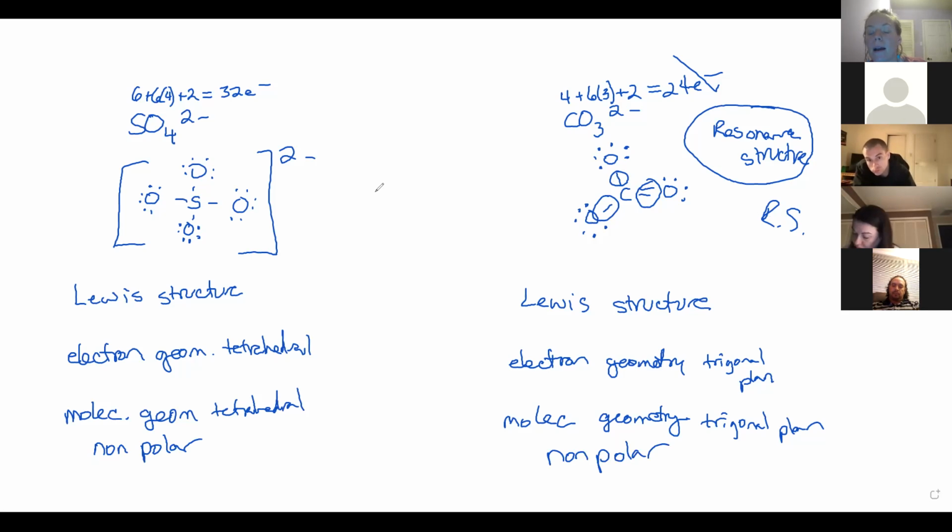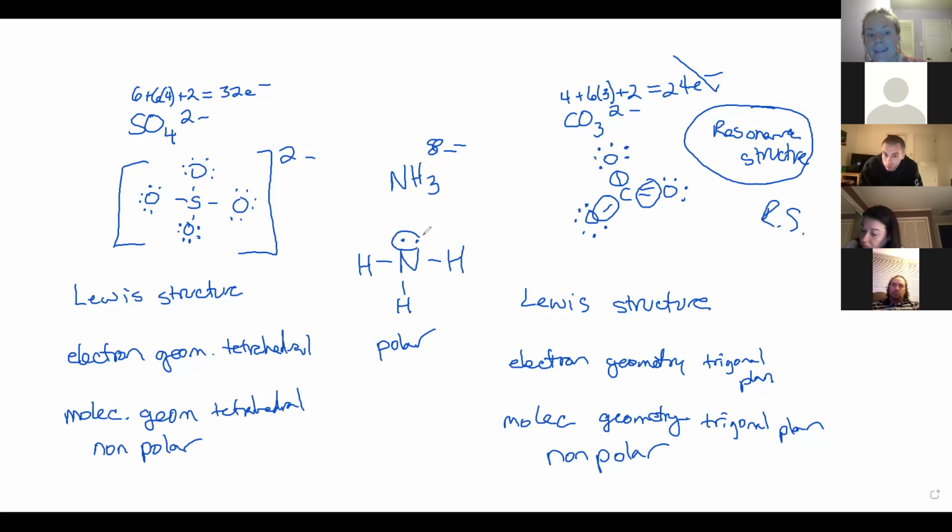What about NH3? Pull that back up. Okay, we've got nitrogen with 3 hydrogens. We have a total of 8 electrons to mess around with, stick it together, and there's a lone pair here. Is this molecule polar or non-polar? It is polar. Anytime you have lone pairs on the central atom, it's polar. Again, think of it like we've got that tug of war and there's 4 ropes. Well, 1 person didn't come to pull on the ropes. So there's an imbalance.